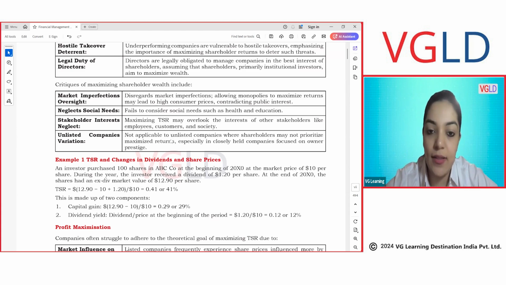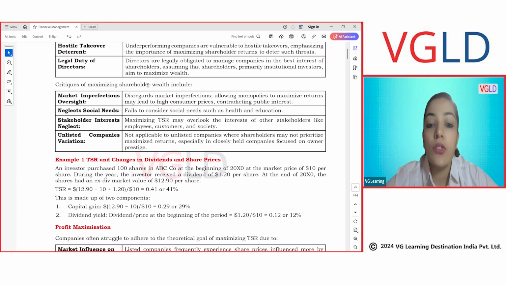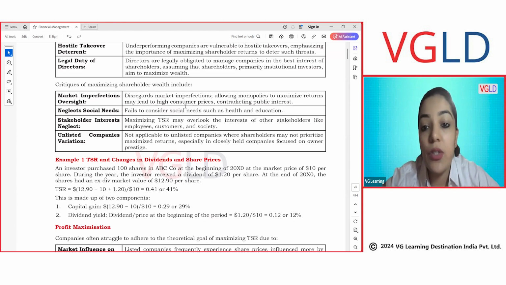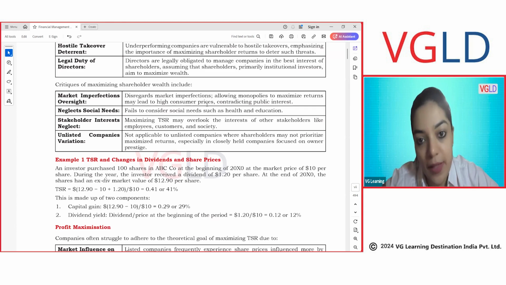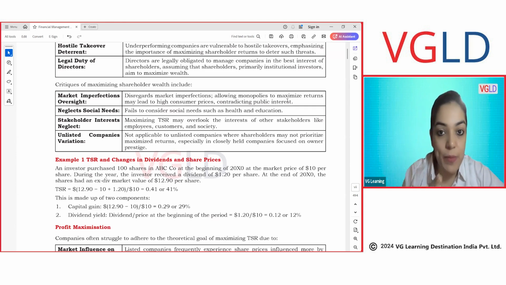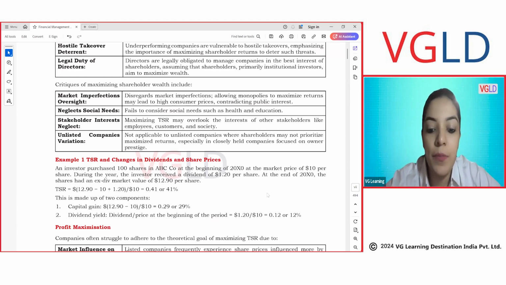Correct. IRCTC. There is no competition. Only IRCTC is running railways in our country. Right? All of you are right? So it allows monopolies to maximize returns, may lead to high consumer prices. So we see how prices of railways have increased over time. Okay, contradicting public interest. So the share price of IRCTC has also grown a lot. Let me just take you to Google once.